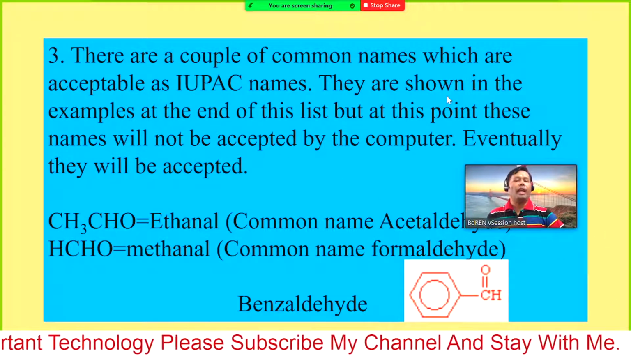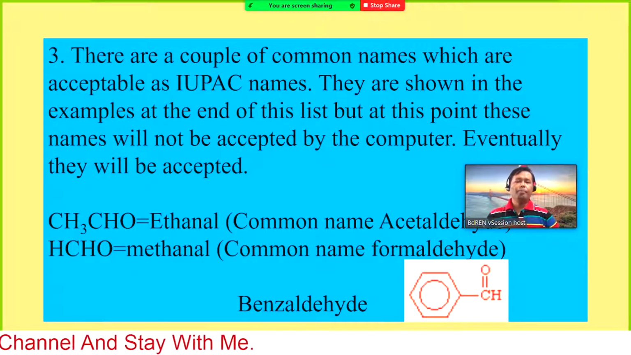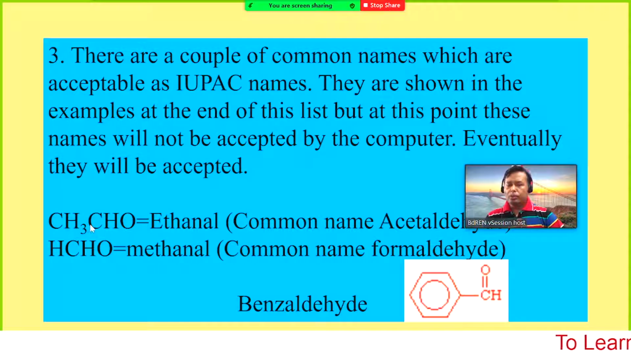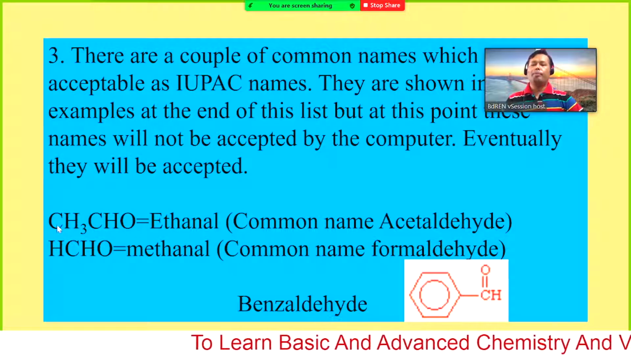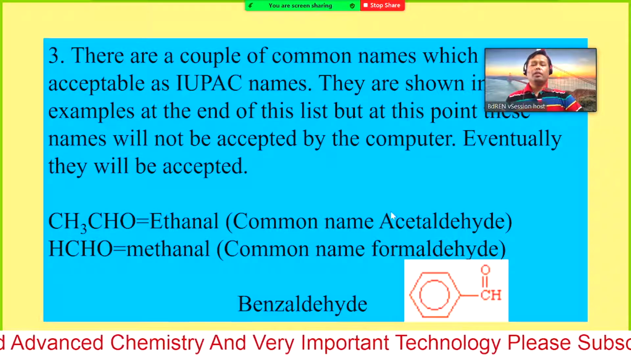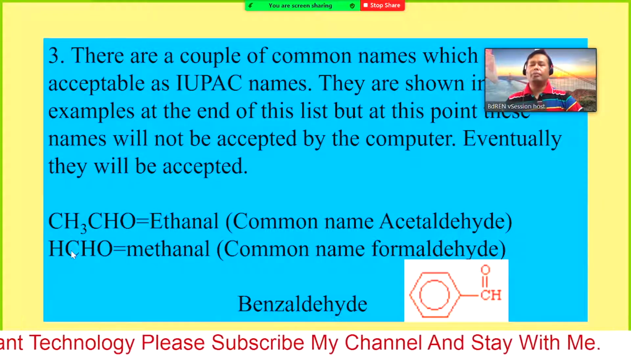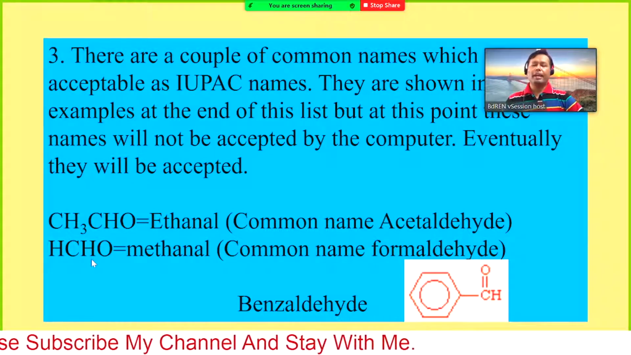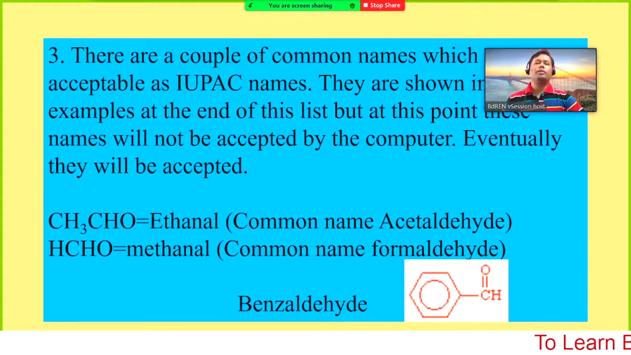There are a couple of common names. Yes, for some aldehydes we can use common names. Sometimes these common names are also accepted, like this 2 carbon containing aldehyde. From the IUPAC rules we can write the name of this compound as ethanal, but it has a common name, acetaldehyde. So this can be written as acetaldehyde. Or methanal: this is a 1 carbon containing aldehyde, so that can be named methanal, or it has a common name, formaldehyde. Even this can be written as benzaldehyde. So some common names for a few compounds are also accepted.